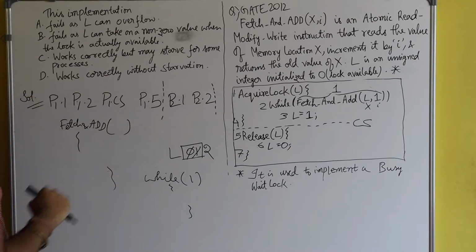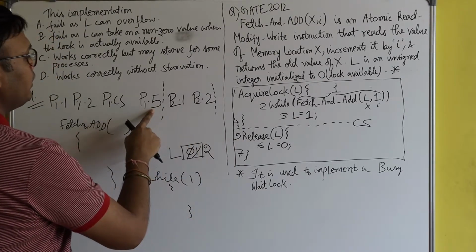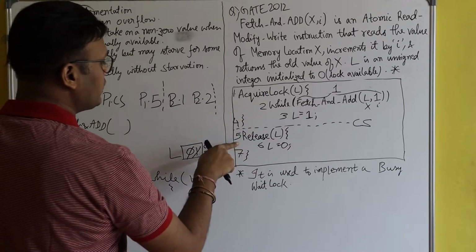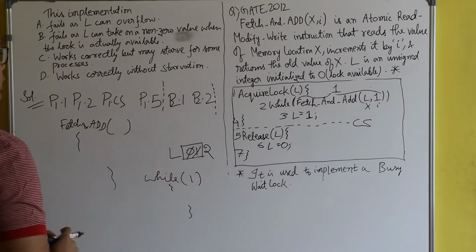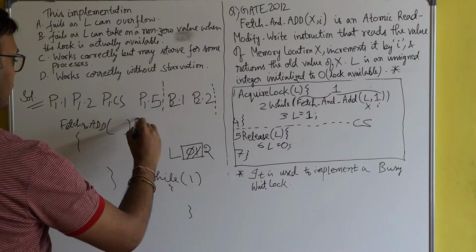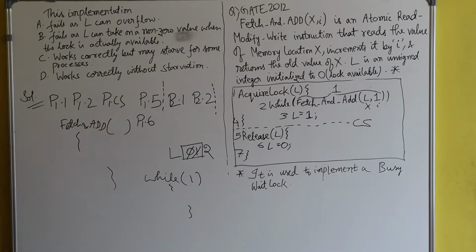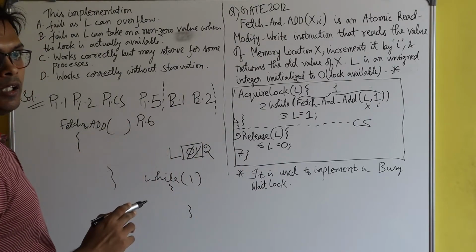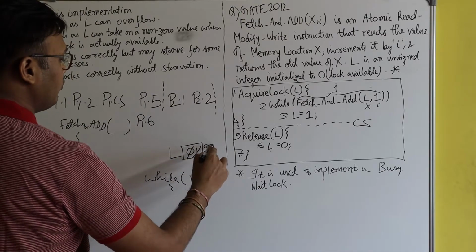And here you see, process P1 executed line number 5 already, and now since the CPU is with process P1, process P1 will start from line number 6. So now process P1 will execute line number 6. Fine. So what is written in line number 6? L is equal to 0. So process P1 has made the value of the lock again 0.